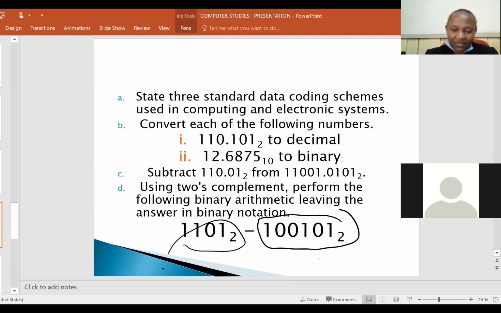If there is an overflow, definitely the maximum number of bits here is 6. So if in your answer you get 6 bits, it means there is no overflow. If in your answer you get 7 bits, it means that the 7th bit to your left is an overflow. So at that point, you just ignore it.